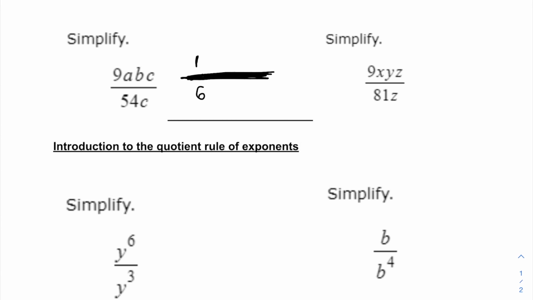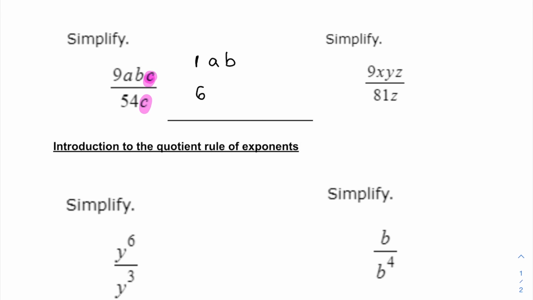The next thing that I see is an A on the top. That A is going to stay on the top because there's nothing on the bottom. There's no A's on the bottom to cancel it out. The B is also going to stay on the top because there's no B's on the bottom to cancel it out. And then lastly, we have a C on the top, but hold up, I see a C on the bottom as well. Whenever you have the same thing on the top and the bottom, for example, if you have 4 over 4, those 4's cancel out. So the C's are going to be basically gone.